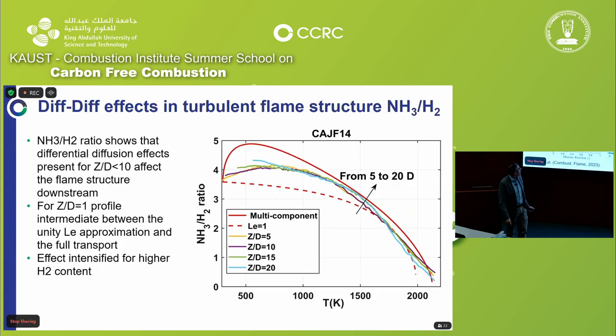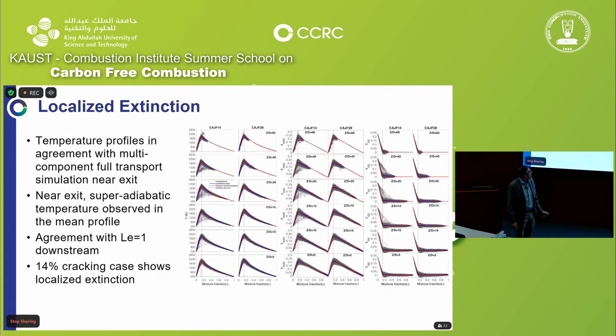The technique, let me skip this, is also extremely useful to look at localized extinction, and this goes back to one of my previous points. One of the advantages of Raman, we can look in mixture fraction space at local phenomena, like localized extinction. You can see the temperature drops for a stoichiometric mixture fraction, coincident with oxygen concentration at those values.